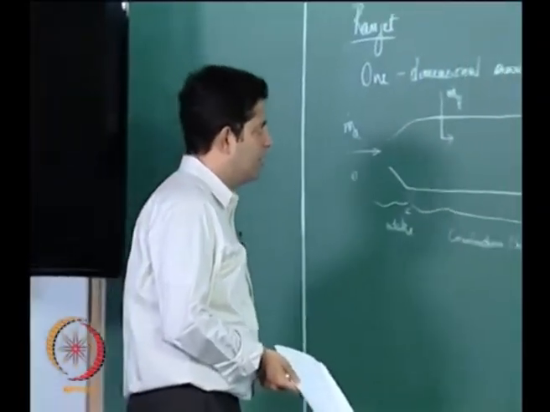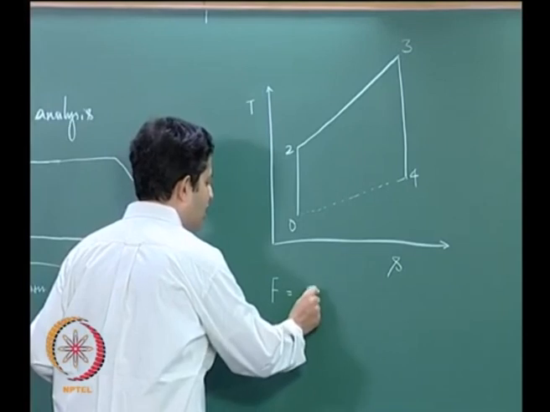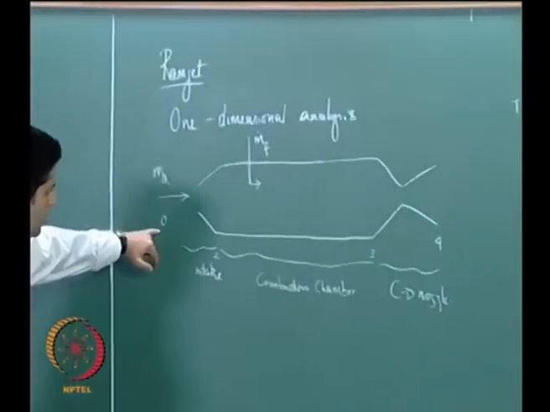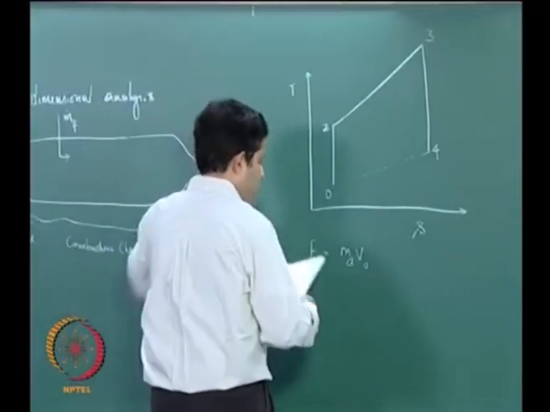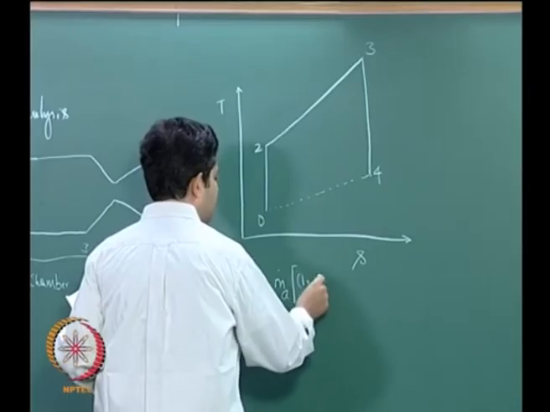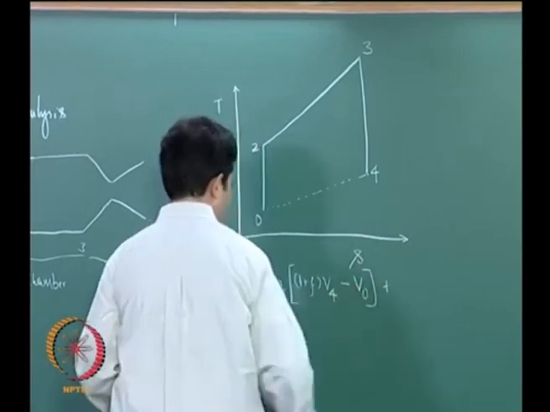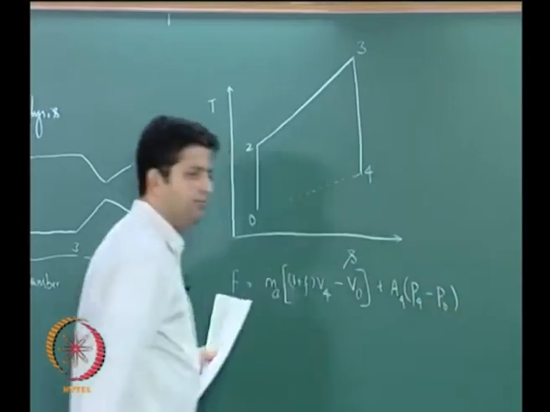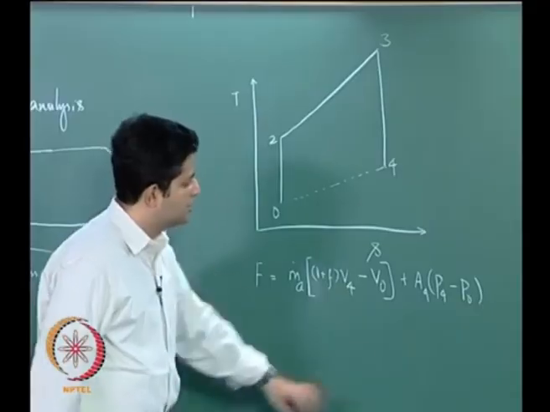Now, we had derived some time earlier the thrust equation, and we had seen that for an air breathing system, the thrust is F = m dot a into (1 + f)V4 minus V0, plus the pressure thrust A4 into (P4 minus P0). So this is the exit velocity, this is the entry velocity, and this is the pressure thrust.